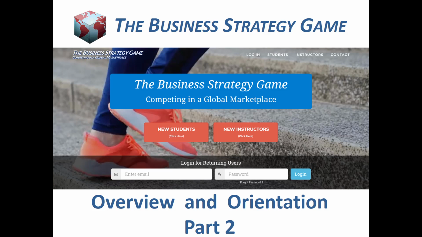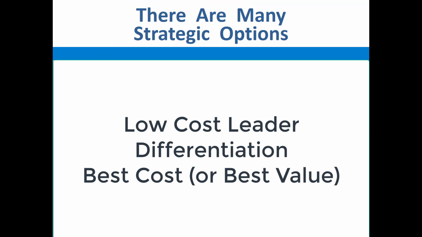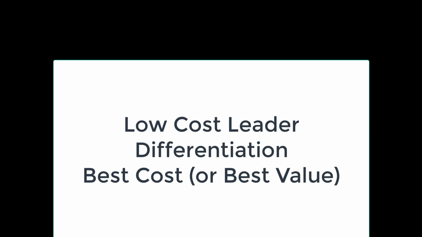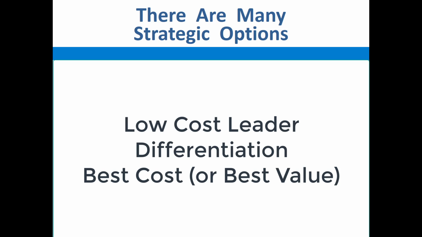Welcome to Part 2 of the BSG Overview and Orientation. This section will cover more specifics regarding strategy and how your company performance is scored. We will talk in more detail about the specific types of strategy later. However, as a quick introduction, we will mention 3 of them now.